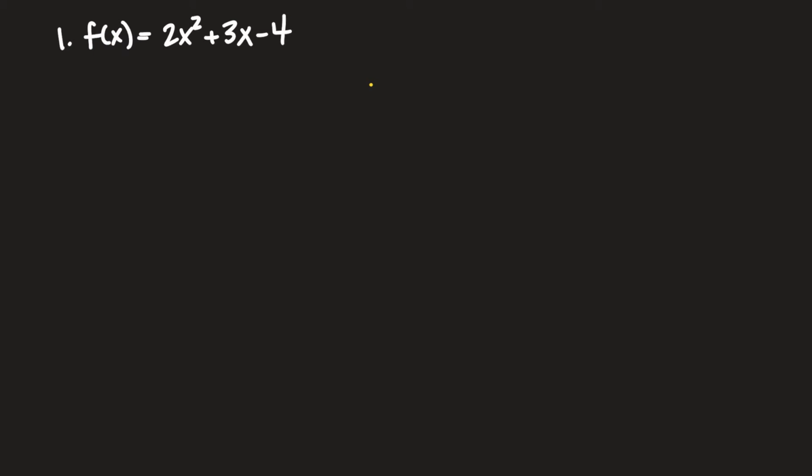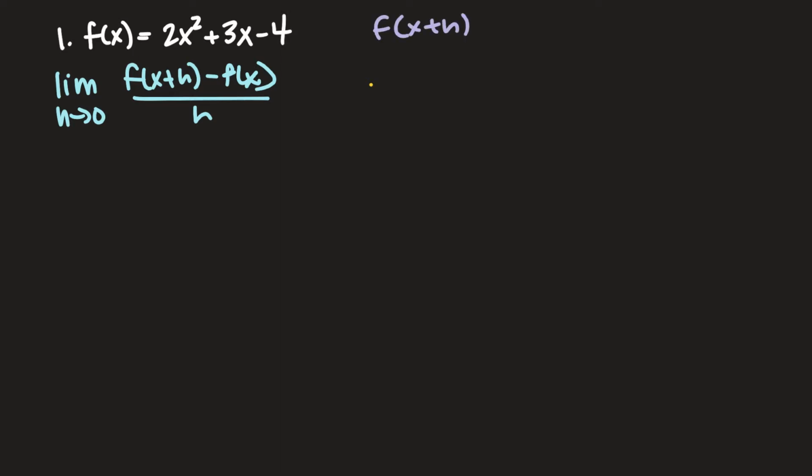Okay, so the instructions for the problem say to find the derivative using the limit definition. So we know for the limit definition, we have the limit as h approaches 0 of f of x plus h minus f of x all over h. So we have f of x, obviously, so we need to find f of x plus h. So that means everywhere I see an x, I'm going to replace it with x plus h in the original function. So I have 2 times x plus h squared plus 3 times x plus h minus 4.